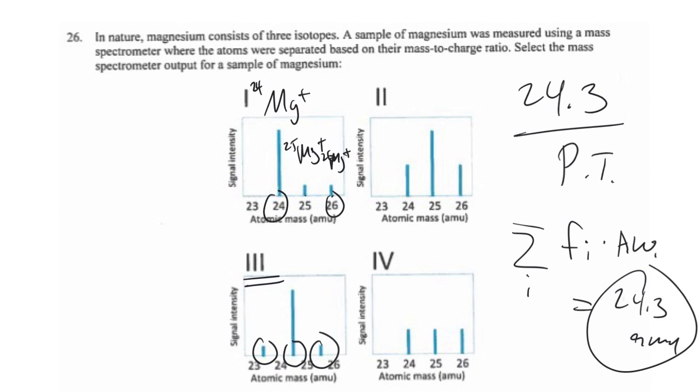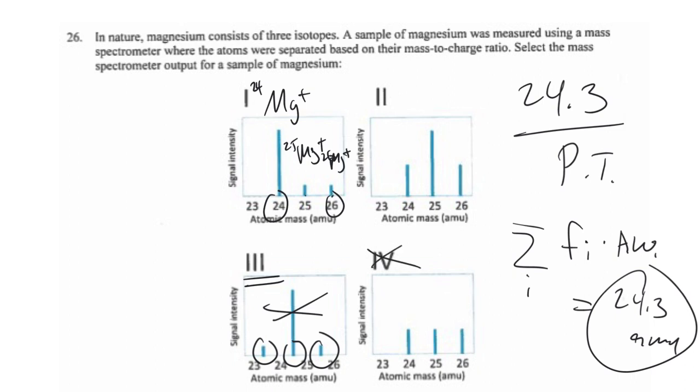Because what choice 3 is looking like is we have a big peak around 24.3 and then two smaller peaks equidistant on either side, which would average out to 24.3. The only problem is no isotope can have that particular atomic weight. So the reason why choice 3 would be wrong is just because it would be very unlikely for an isotope to have that particular atomic weight.